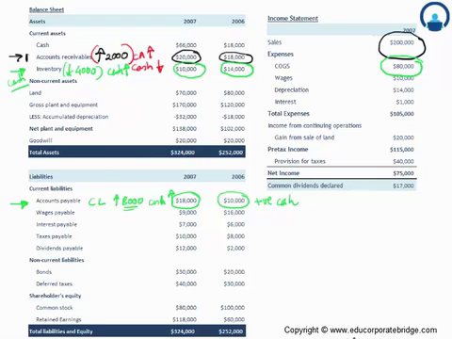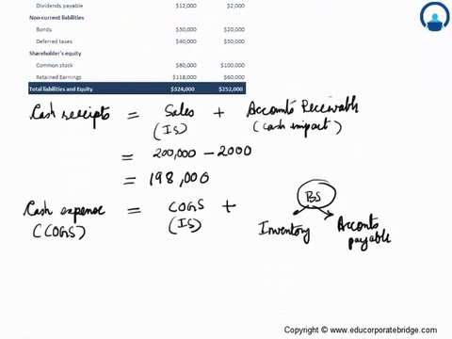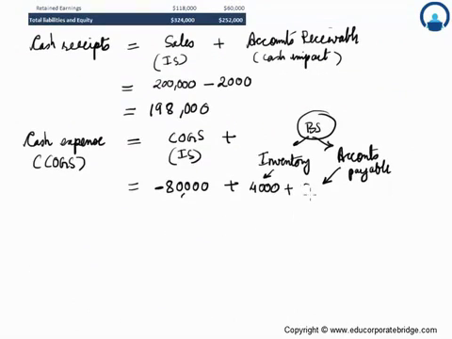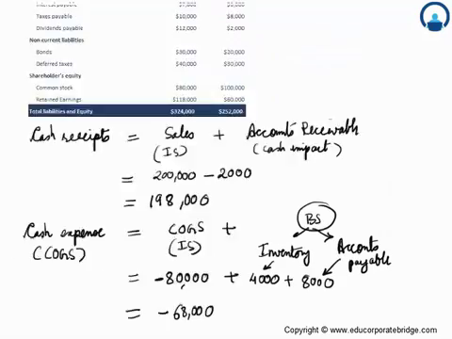So let's just go back and look at our formula. COGS, we have this as 80,000, and since this is expense, it comes with a negative sign, and inventory related cash impact is positive 4,000 and accounts payable related impact is positive 8,000. So this is what we'll write here. So the total cash expense because of COGS will come out to be minus 68,000.